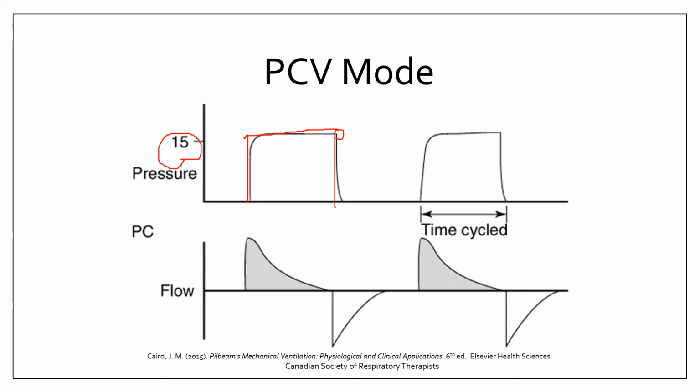This mode is really good if you want to control the pressures. Obviously it's pressure control ventilation, but if we're worried that we're using very high airway pressures and we want to make sure that we're not causing any overdistension, we're not causing any barotrauma in the lungs, we know that the pressure in the lungs isn't going to go any higher than what we set. This is why we would use this mode of ventilation.